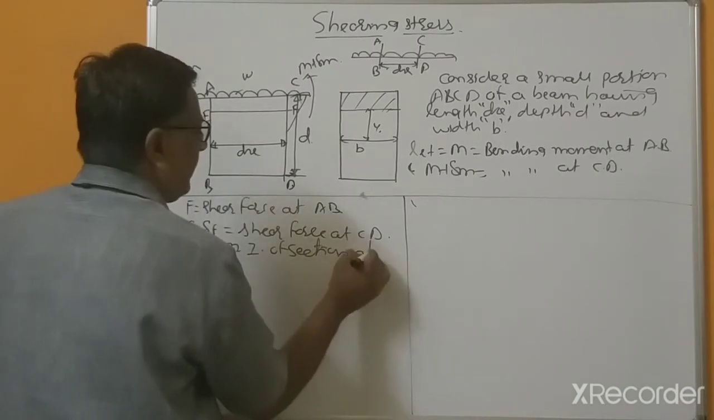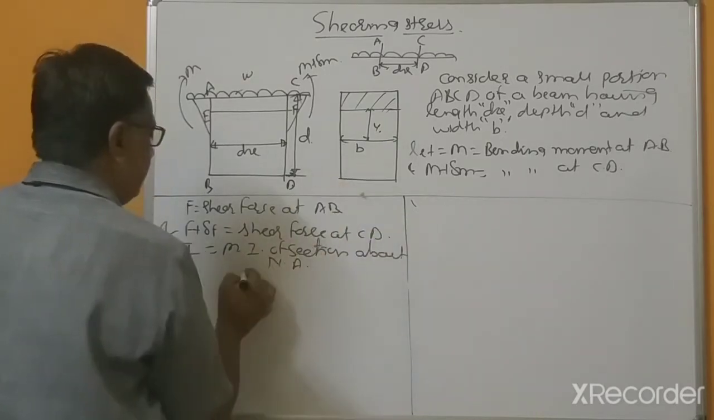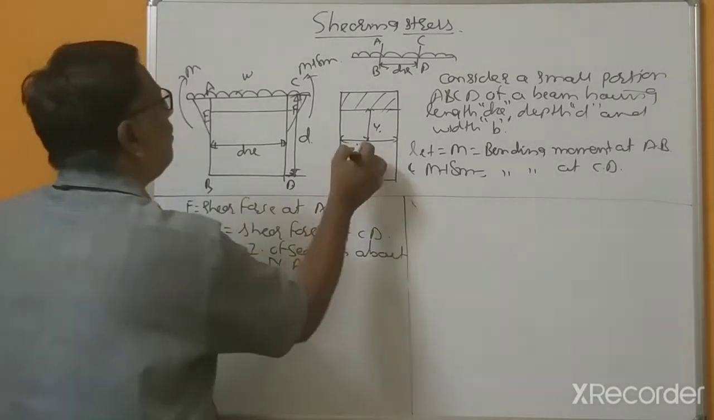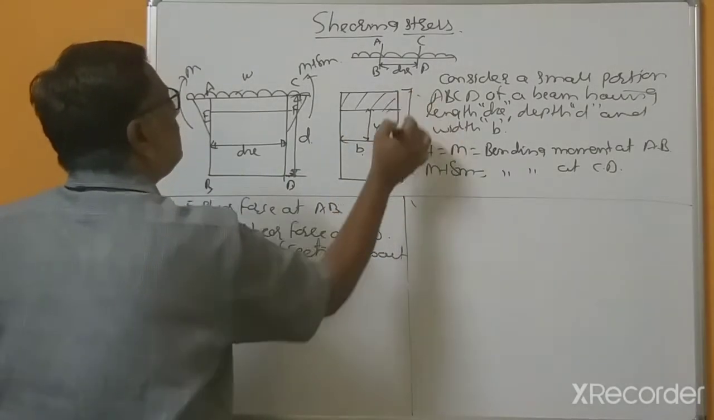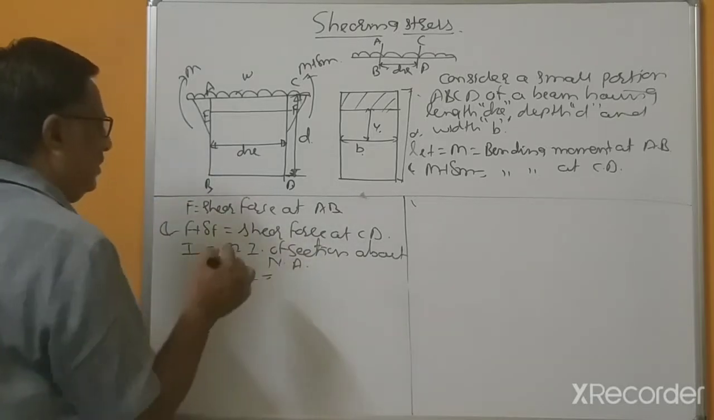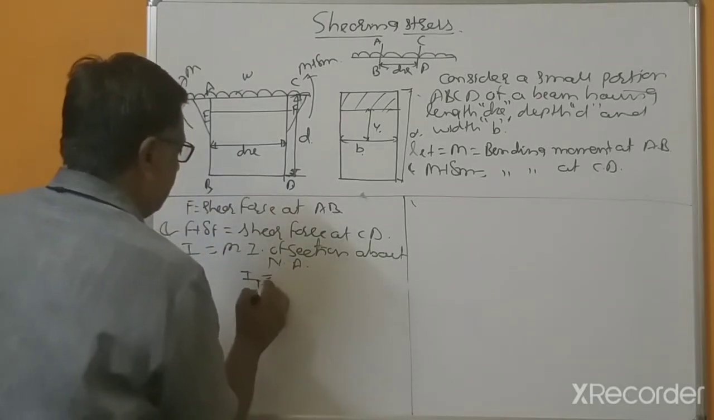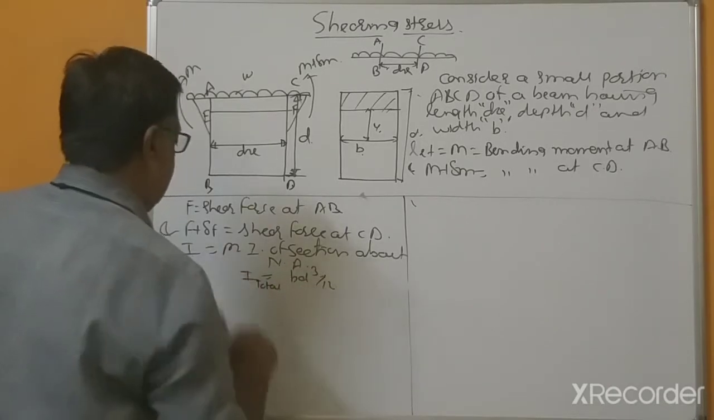I is the moment of inertia of the section about the neutral axis. Here the width is B and the depth is D, so the total moment of inertia equals BD cube divided by 12.